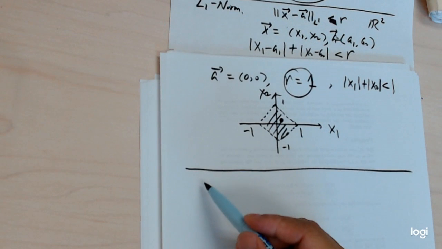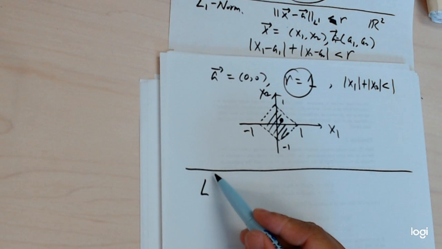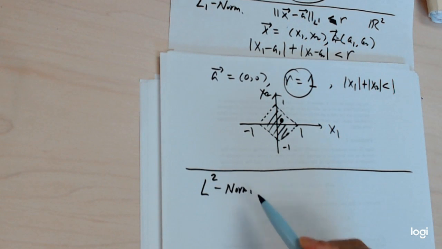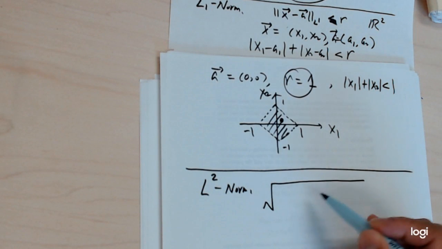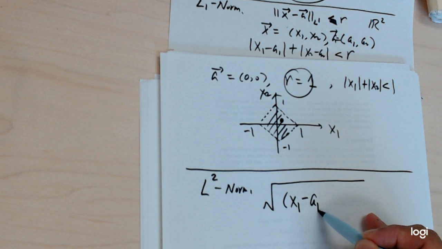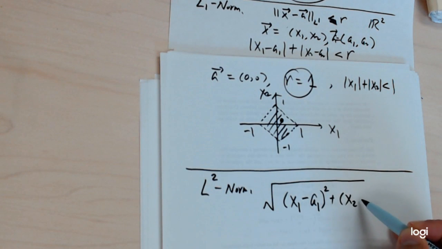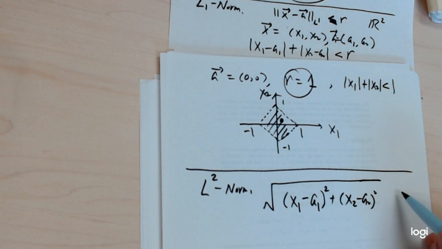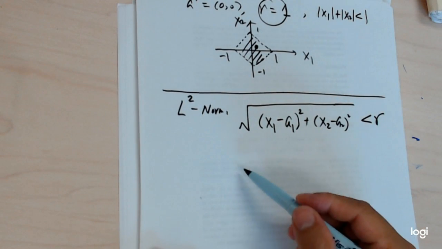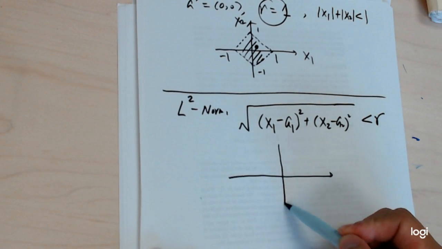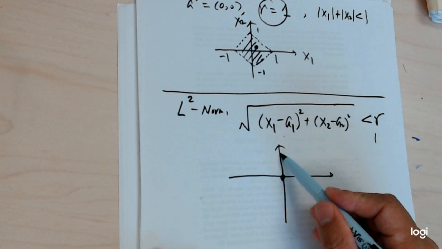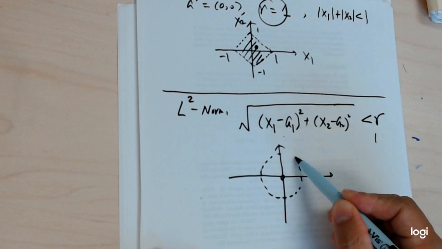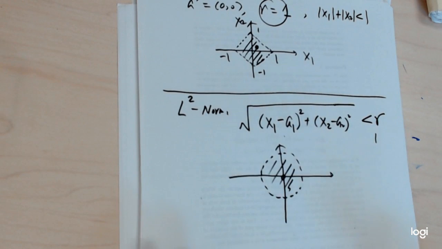What if I decide to measure the distance but use the L2 norm? You can easily write down the definition similarly. The L2 norm looks like this: the square root of x1 minus a1 squared plus x2 minus a2 squared. That's just how the L2 norm is defined. And this needs to be less than, say, R. So this is the familiar open circle. Let's pretend a1, a2 once again is the origin, and R is 1 again. So you're talking about a real open ball centered at the origin here. That's under the L2 norm.